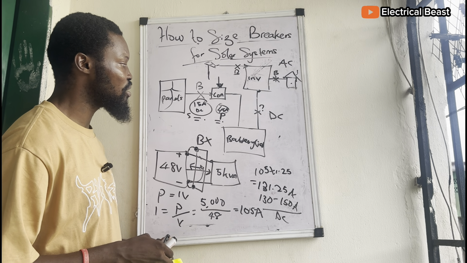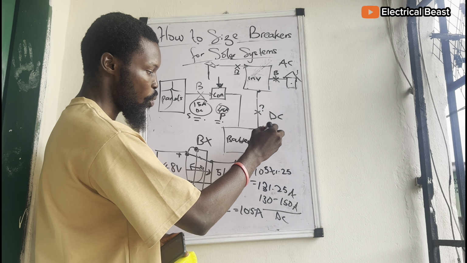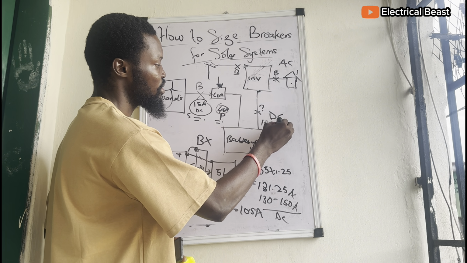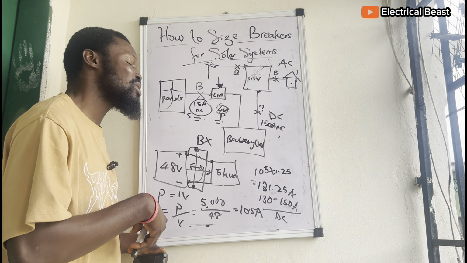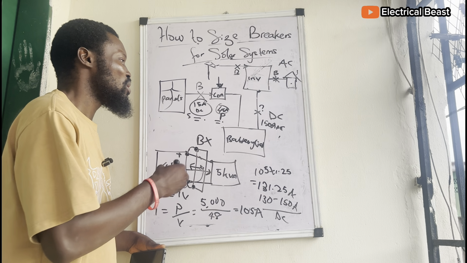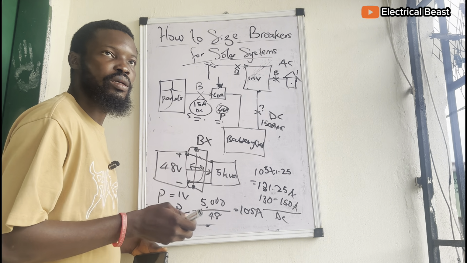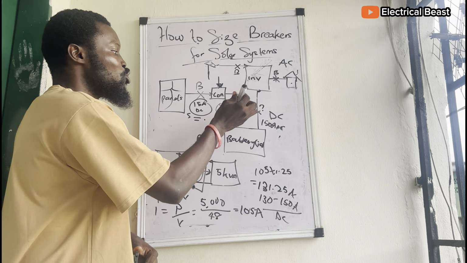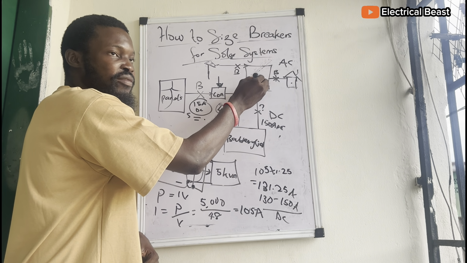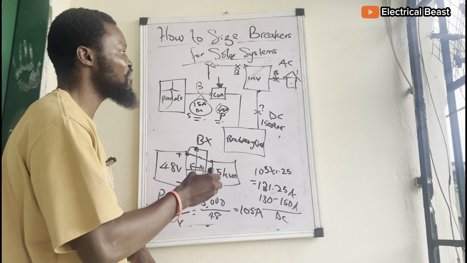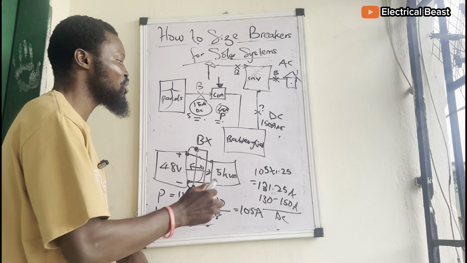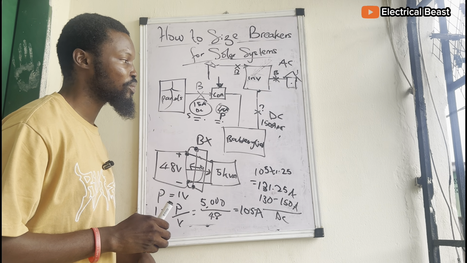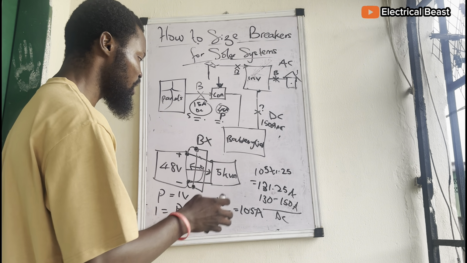Now we are done with the DC. So let's put here 150 amps DC. Batteries can also be connected in parallel and series. But in this case, the configuration is immaterial because if you know the voltage of the inverter, that will do, because the voltage of the inverter is always equal to the voltage of the battery. So that settles it. Now let's move over to the AC side.